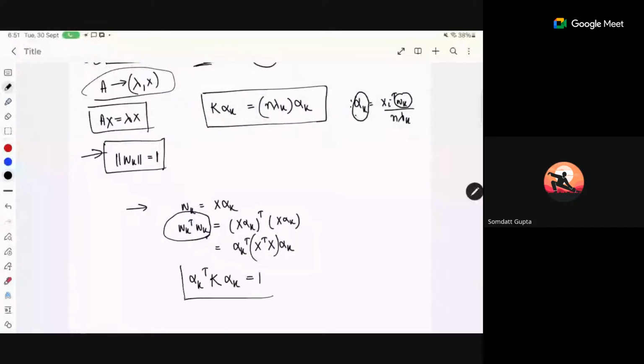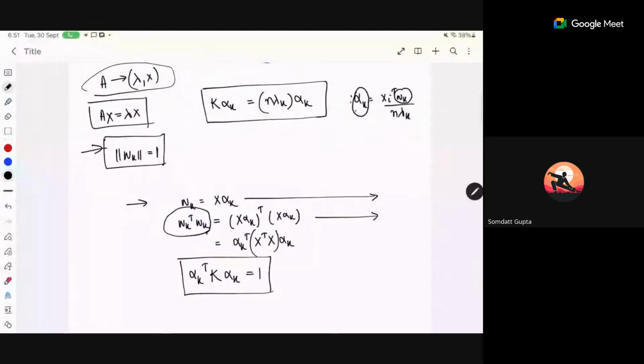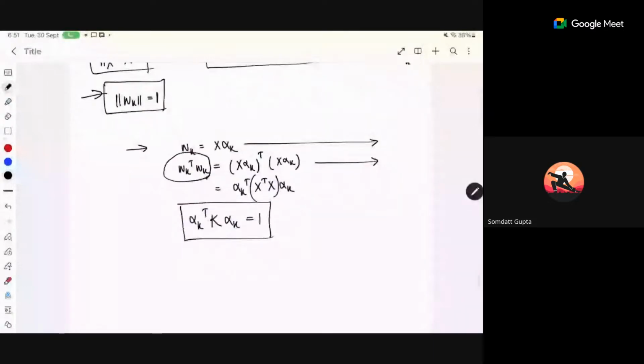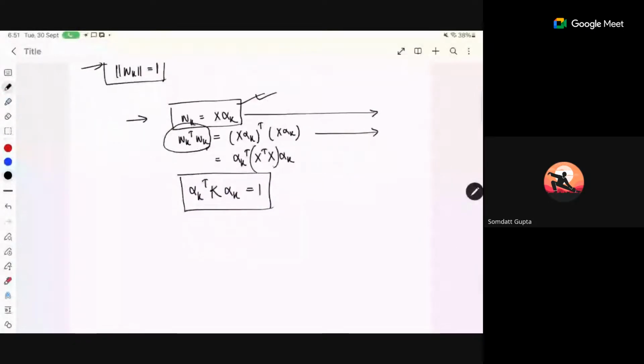Ma'am, how is this first expression and second expression equal after taking the transpose? Okay, they are not equal. We started from WK to be x alpha k. I showed you this, right? Is there any problem in this? This is clear. WK is x alpha k. This is fine. But what we are saying is, since alpha k is equal to xi transpose WK by n lambda k, and we want the WK length to be 1.